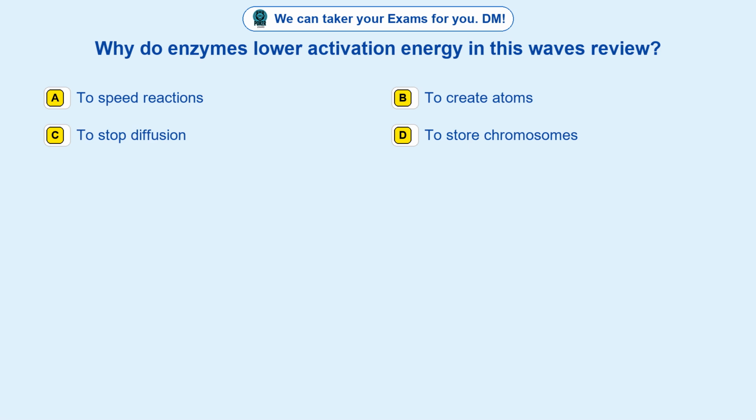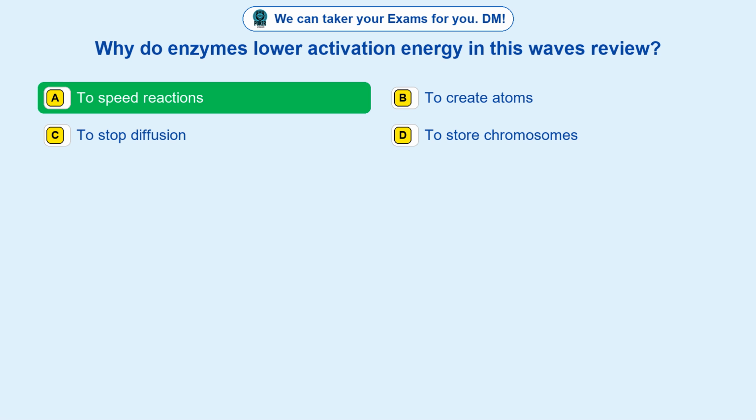Question 5. Why do enzymes lower activation energy in this waves review? Option A, to speed reactions. Option B, to create atoms. Option C, to stop diffusion. Option D, to store chromosomes. The correct answer is option A, to speed reactions.